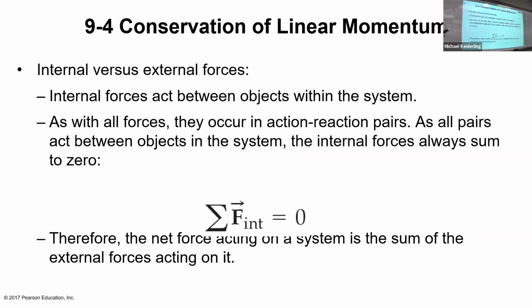So we can talk about internal versus external forces. Internal forces act between objects in the system. So if we add up all the internal forces of a system, they will always add up to 0 because they occur in action-reaction pairs because of Newton's third law. So as all pairs act between objects in the system, the internal forces always sum to 0. Therefore, the net force acting on a system is the sum of the external forces acting on it.